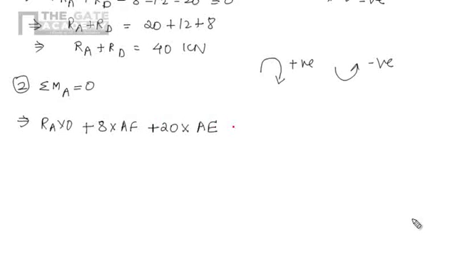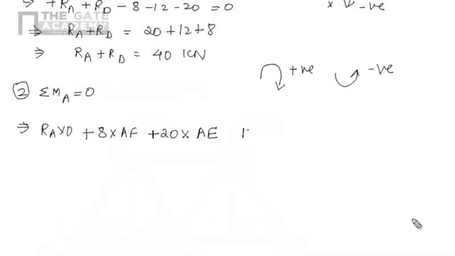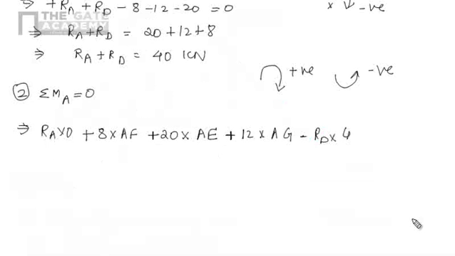Similarly, for this 12 kilonewton, the line of action is this. Suppose it is coming at G. So we can say that 12 into perpendicular distance is AG. Again, it is in clockwise direction, so positive. RD into the perpendicular distance here will be 2 plus 2, so it will be 4, and it is in anticlockwise direction, so it's negative.